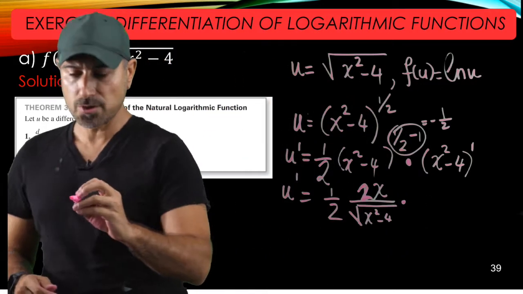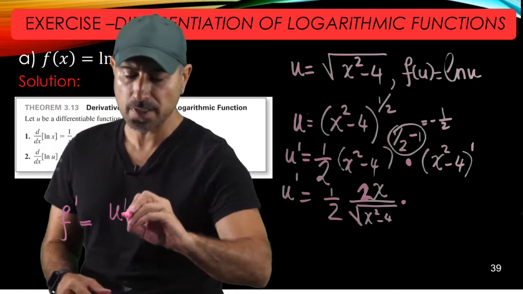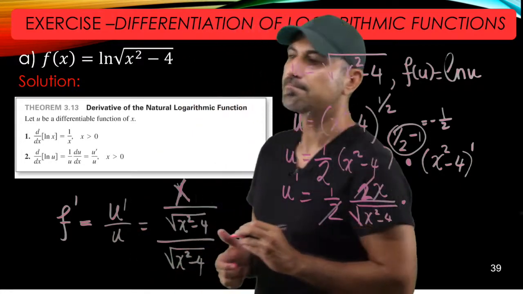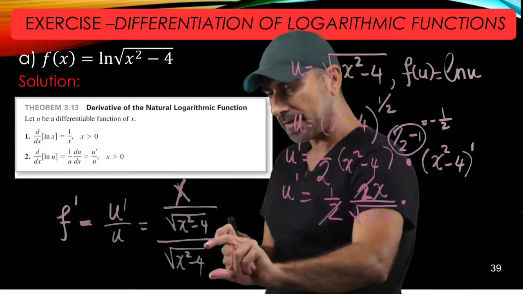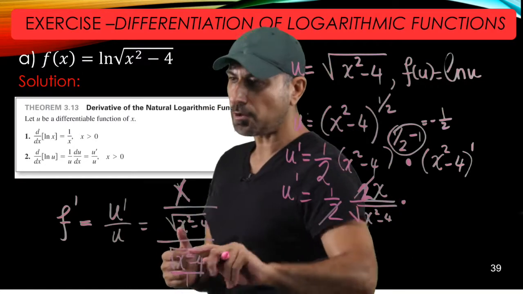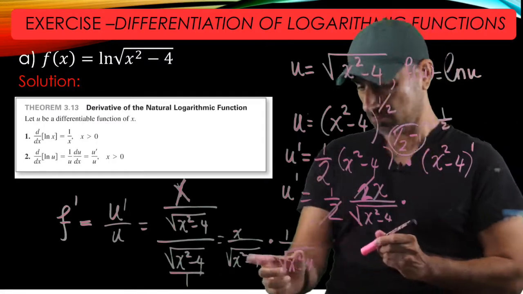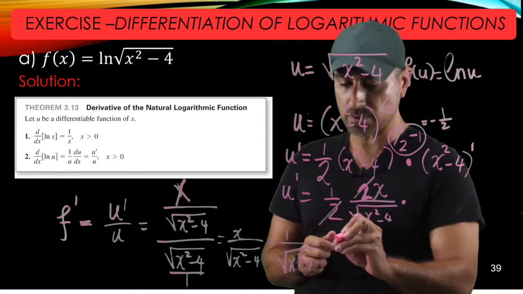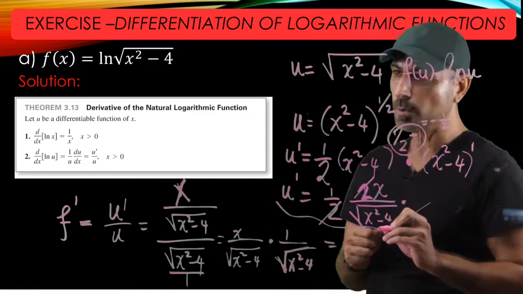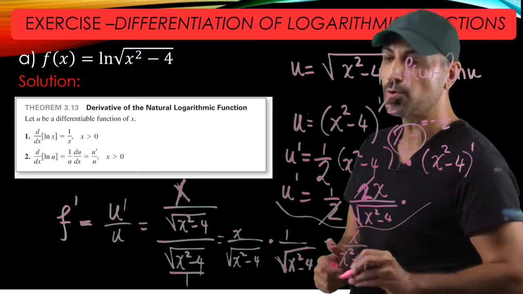So in other words, f prime is equal to u prime over u, where u is the square root of x squared minus 4. Okay, this is a quotient, so I'm going to make it look like a quotient and flip this over. So in the bottom, you have two square root functions having the same inner parts. So this is equal to x over x squared minus 4.